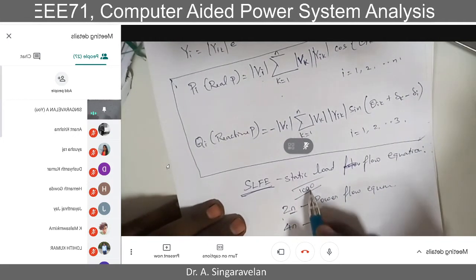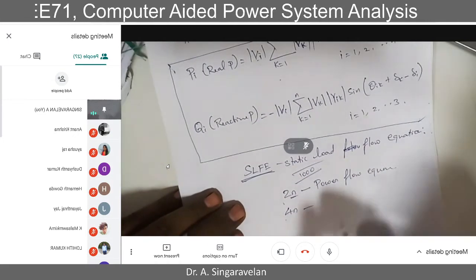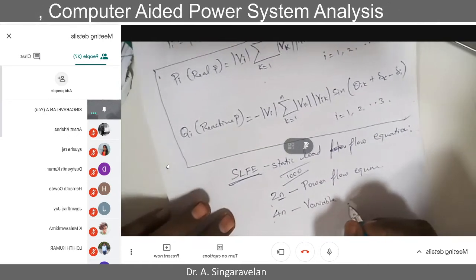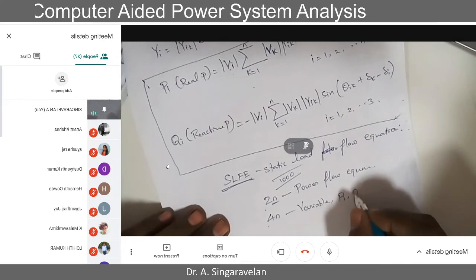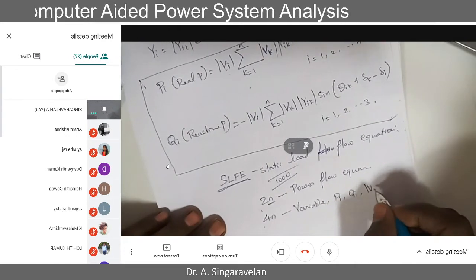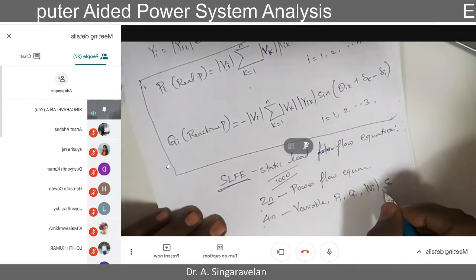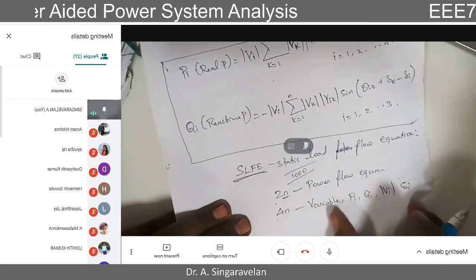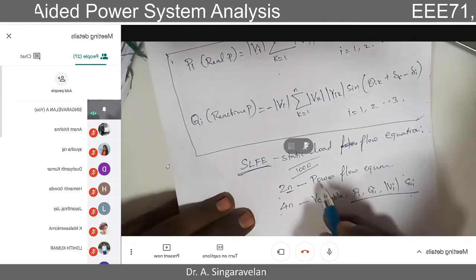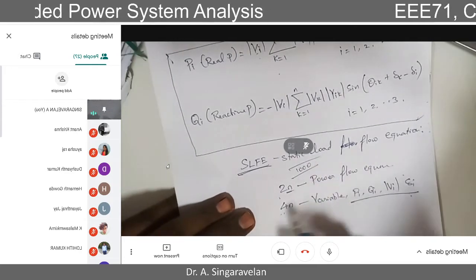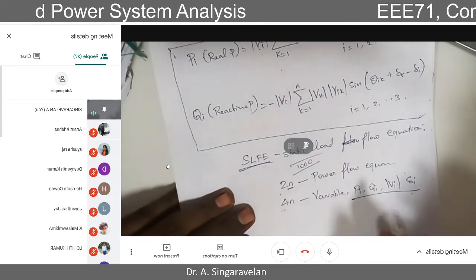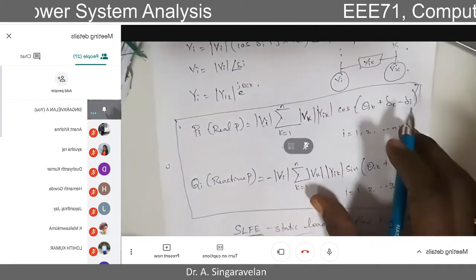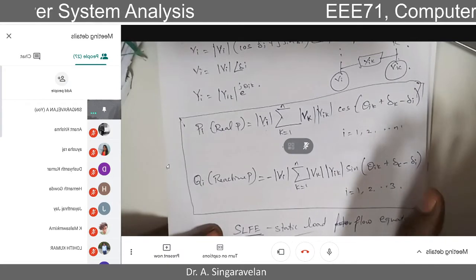And how many variables will we have? The variables are real power, reactive power, voltage, and angle. These are my 4 variables. So if you have a 1000 bus system, you will get 4000 variables. See how big the complexity is. This is the problem statement we are going to deal with.